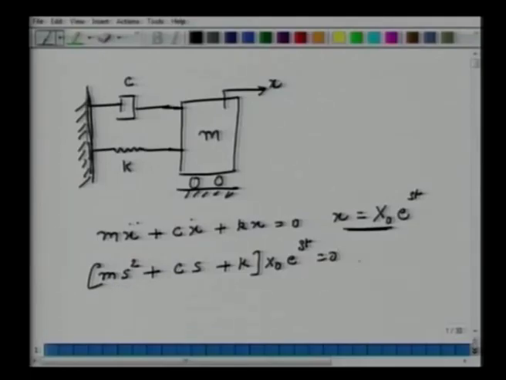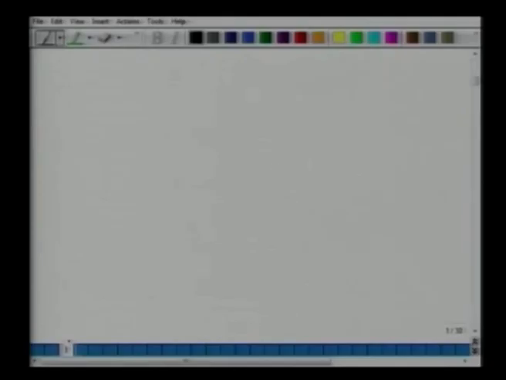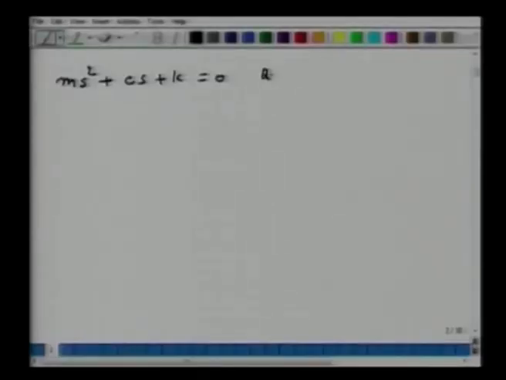And if this equation has to hold true at all times for all frequencies, then the only natural conclusion we can draw is, for this equation to hold true, this term m s square plus c s plus k should be 0. So I will write that: m s square plus c s plus k equals 0. Now, we know what is m, it is a physical quantity, mass of the object. We know c, it is again a physical quantity, viscous coefficient of the damper, and we know k, which is the stiffness of the spring. So, this is a quadratic equation in s. So, I solve for s.